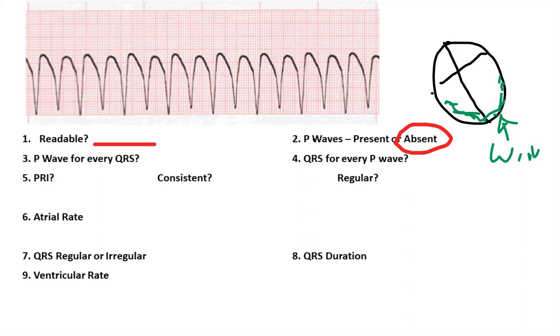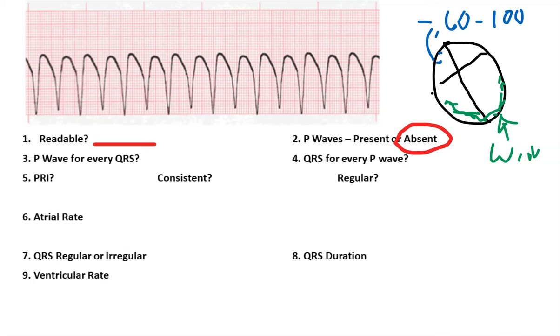If that is winning, it does not necessarily shut off the SA node, which is firing up in here. If that SA node is still firing at 60 to 100 times a minute, every once in a while you are probably going to see what appears to be a P wave up there. The communication in the heart only comes down. It doesn't go back up. So therefore, the atria has not shut off. It is still firing. We just are not able to see that P wave.